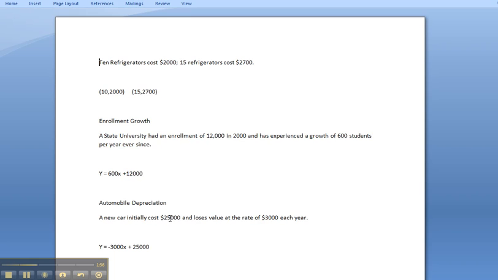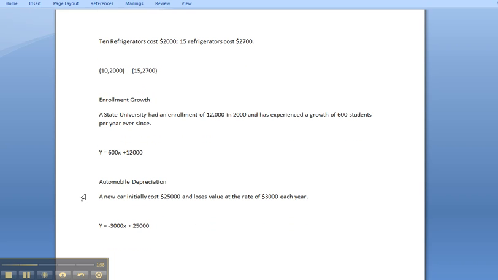Same with this one down here. To write the equation, they said automobile depreciation. Depreciation means the value is going down. Well, here it says a new car initially costs 25,000. That's the initial cost. That's when you first bought it. We'll say that's year zero, and it loses value at the rate of 3,000 per year.